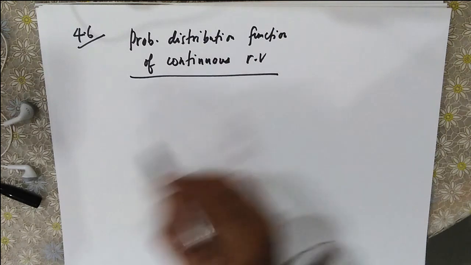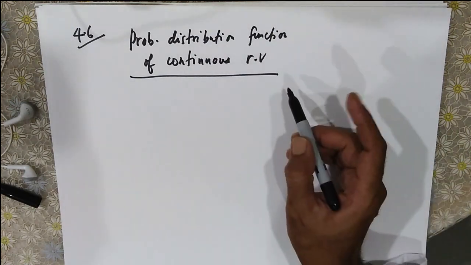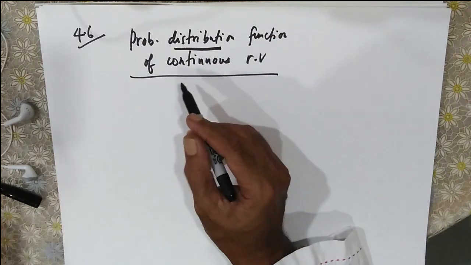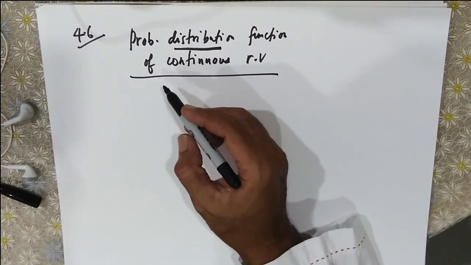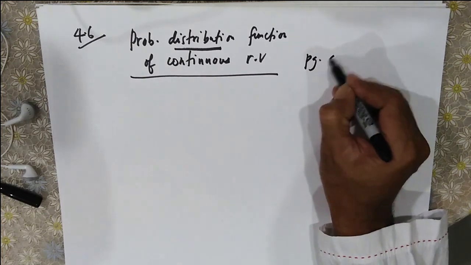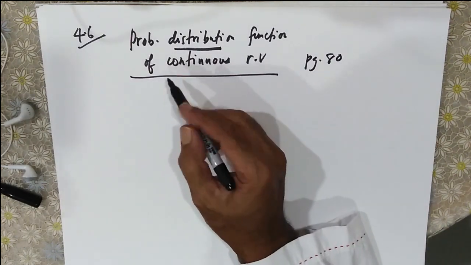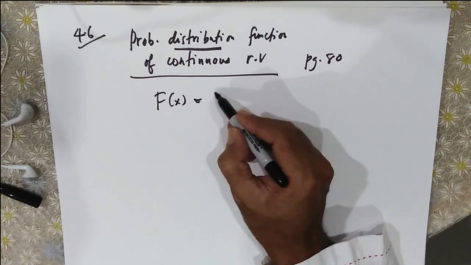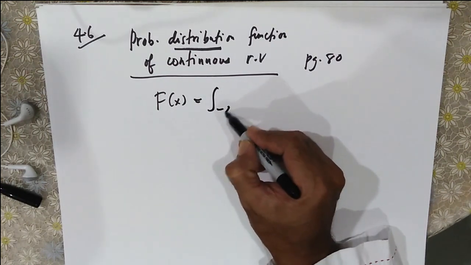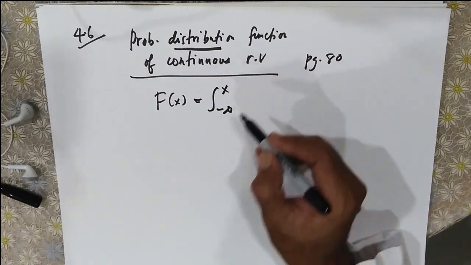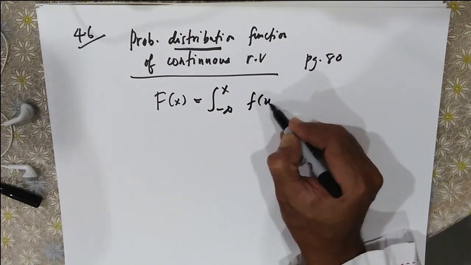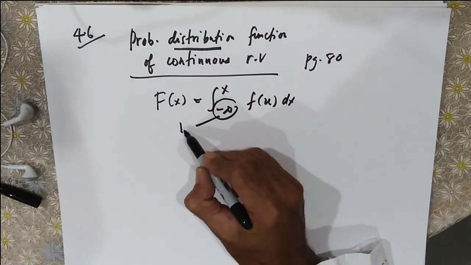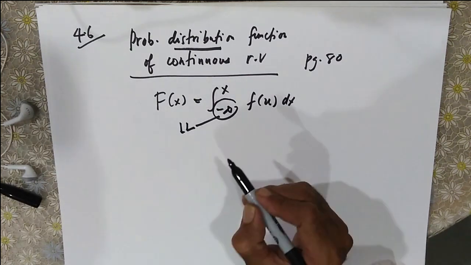Now, by definition, this is a probability distribution function. So by definition, the probability distribution function of a continuous random variable, you can refer to page 80. F(x) is equal to the integral from negative infinity to x of f(x) dx. This is the lower limit.